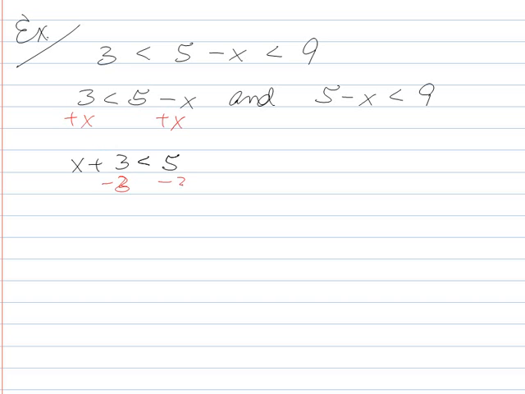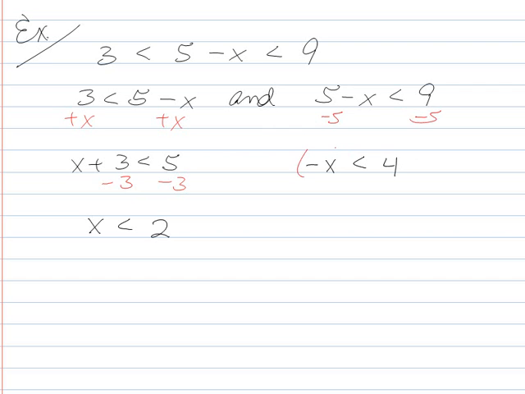Subtract 3 from both sides. No, not that. Subtract 3 from both sides. So x is less than 2. Subtract 5 from both sides. So minus x is less than 4.